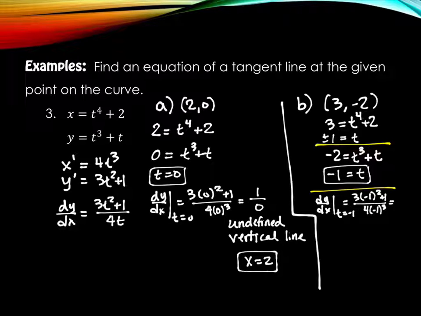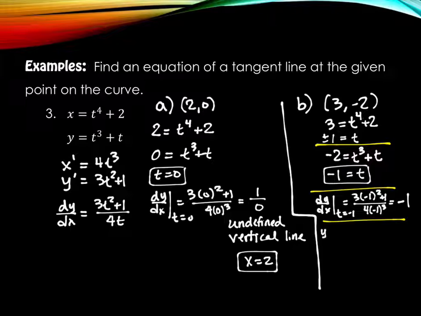What does that give us? Negative 1. Yep, I get negative 1 from that. What did I just find? The slope. How do I find an equation of a tangent line then? Point slope. Yeah, point slope formula. Or you could do slope intercept if you wanted, and that would work too. But point slope is the way that I will do it.